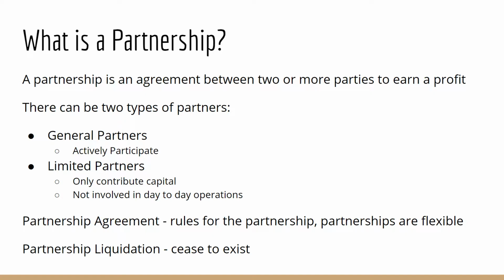Partnerships are special in that they're flexible, and what's in the partnership agreement is really up to the partners. They can choose to allocate things to certain people and not other people if they want. And then something to note is partnership liquidation. That is when there is a distribution that ceases or stops the partnership from existing at all. It kills it, basically.